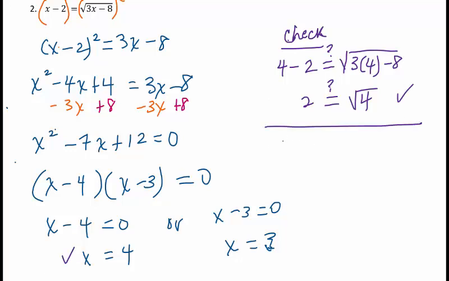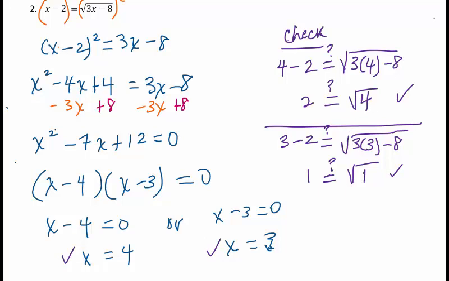And then we'll do this one more time, so 3 minus 2, does that equal the square root of 3 times 3 minus 8? Okay, so 3 minus 2 is 1. And does that equal the square root of 9 minus 8, or the square root of 1, which it does? So both of those are solutions to this equation. So another type of equation is an absolute value equation. And so if we have a more basic absolute value equation, like the absolute value of x is equal to 5, then it's pretty clear what the answer or answers are.